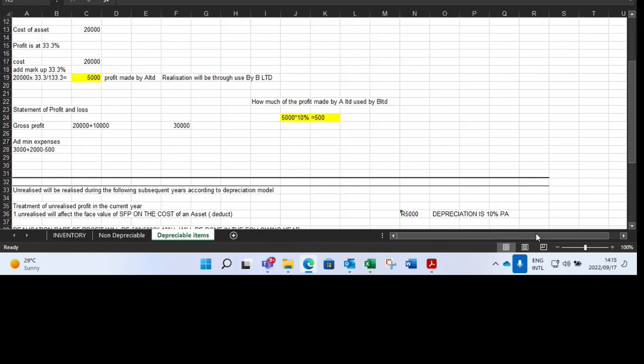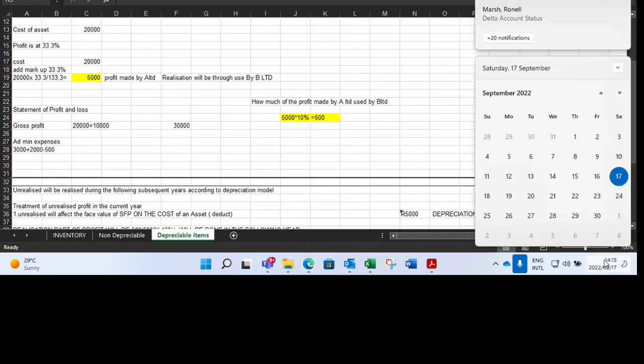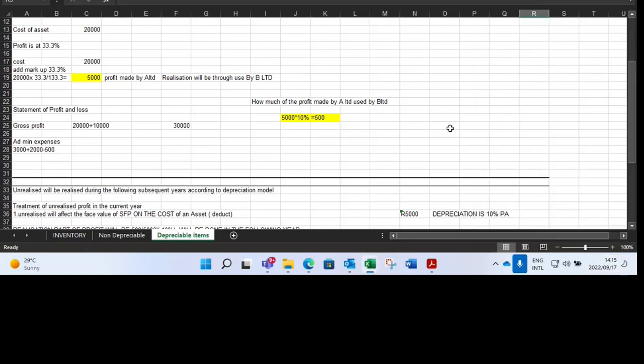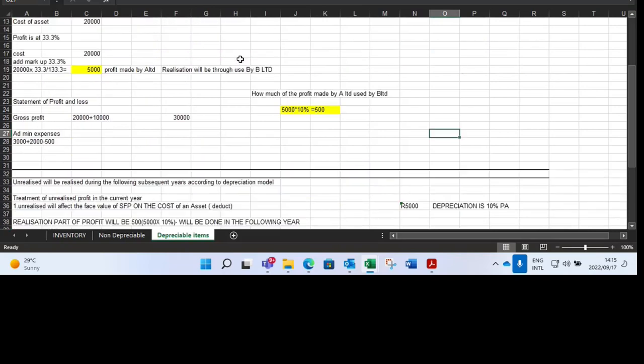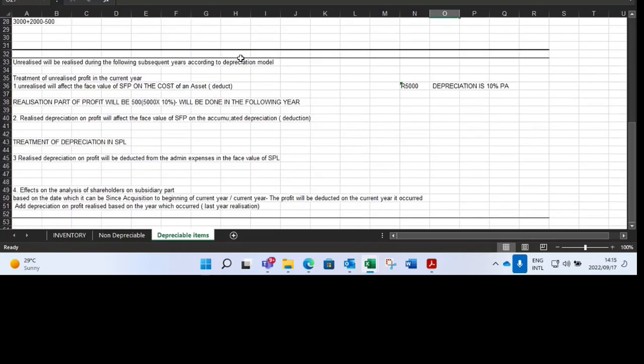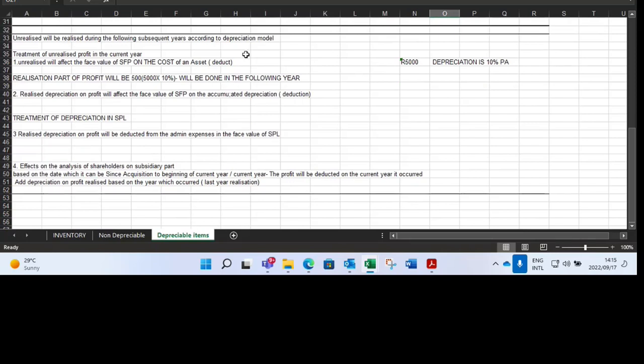So are you gonna share the notes on WhatsApp, or are you gonna show it now, the way we're doing it now? The notes, I'm not gonna share them. Instead, remember, now I have the notes for how you treat the parent selling to the subsidiary. Then I'm gonna share another note for the subsidiary selling to the parent, and then you take the notes, you do those two examples.